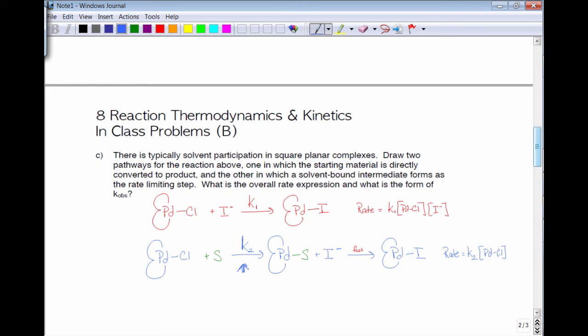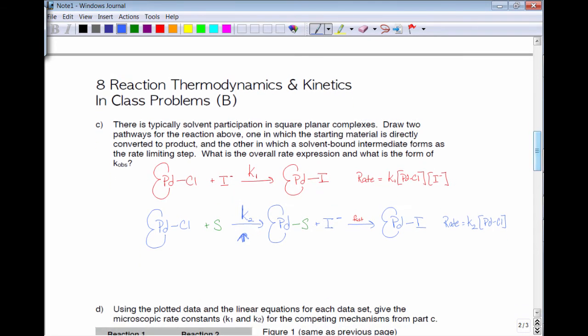Now, writing the overall rate expression for this reaction just means that you combine the rate expressions of the two competing reactions. And so here, my overall rate is going to be equal to the rate expression for the first pathway plus the rate expression for the second pathway. So they're both happening at the same time. They both contribute to the rate of disappearance of the starting material.